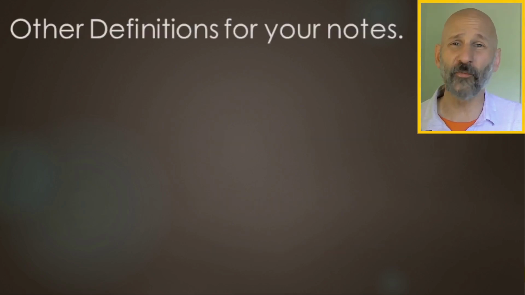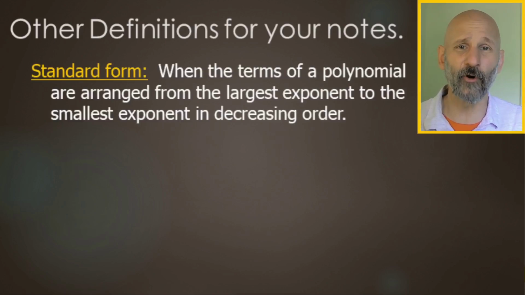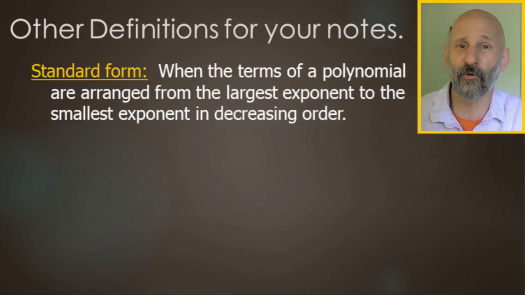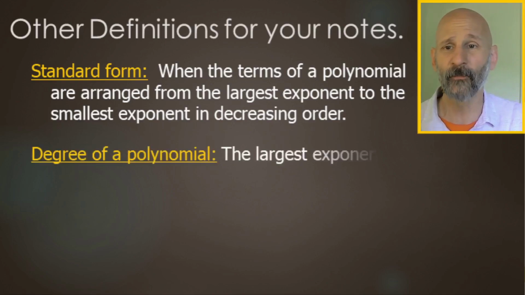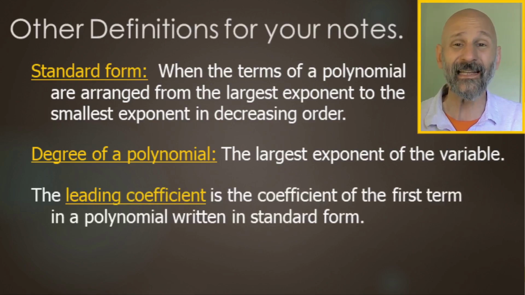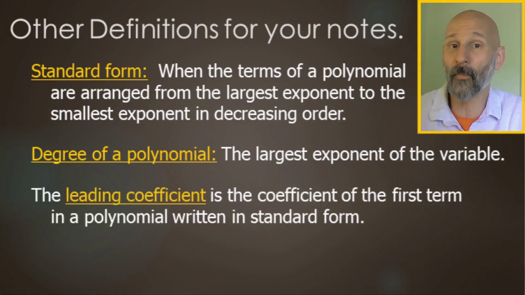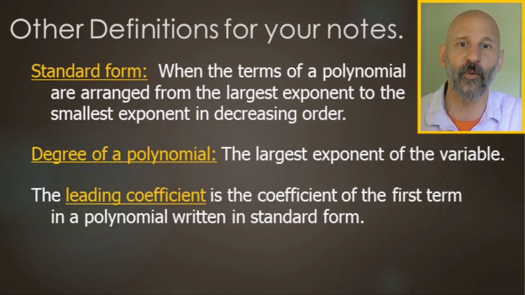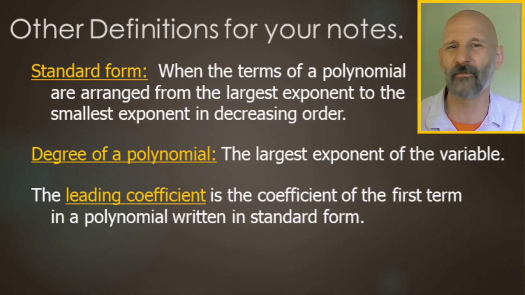Here's some definitions we didn't cover in the last 2 pages that you might also want to get in your notes, right? Standard form, that's where you have the biggest exponent all the way on the left, and then to the right, the exponents get smaller. Degree of the polynomial, that is the highest exponent, and then your leading coefficient is the number being multiplied to the variable that has the highest exponent, okay? So if it's in standard form, it's the very first number you see.